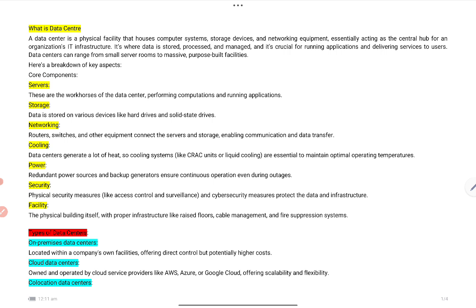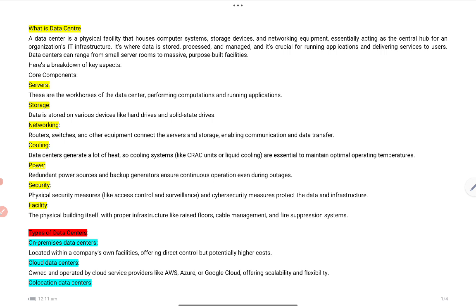So for that purpose we need to install industries regarding data center. So today we will see what is data center, how it is structured, what is the importance of data center, what type of components are required, and what is the main function of data center. Okay, so what is data center?